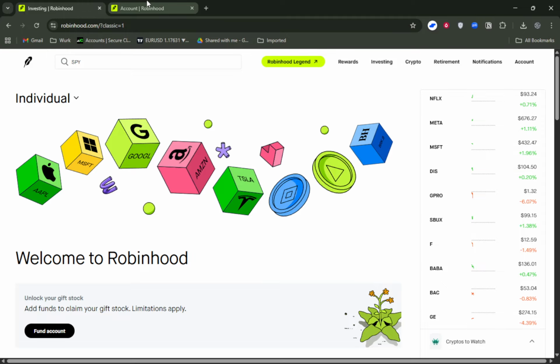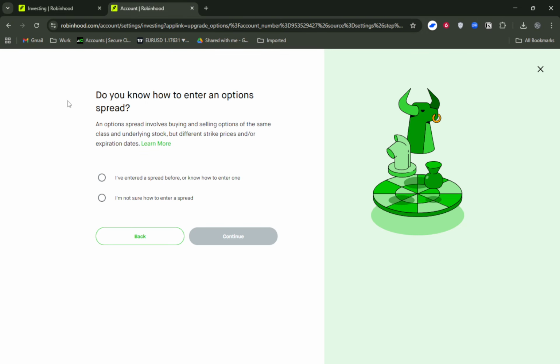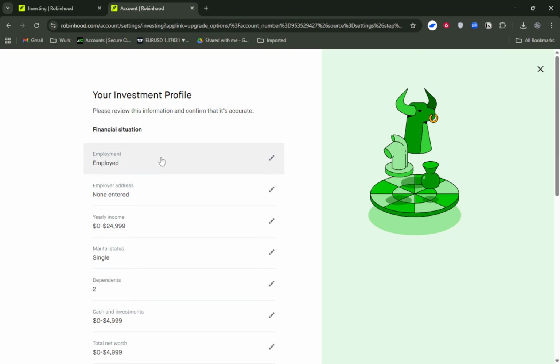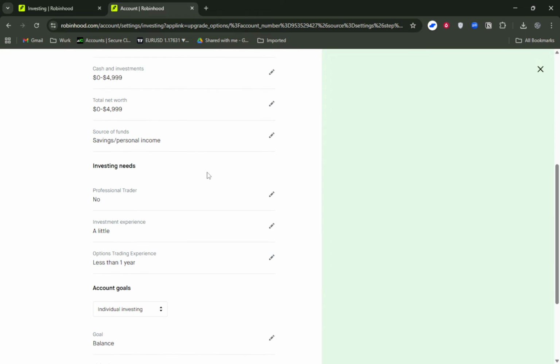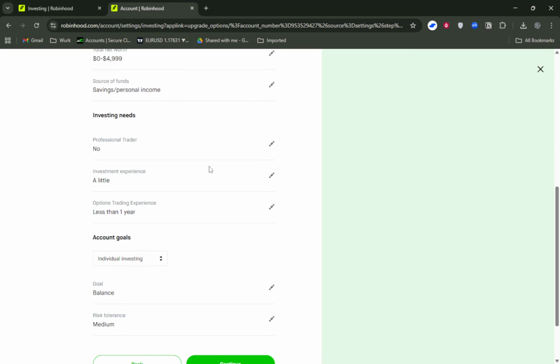Robinhood looks closely at your trading experience. If you've bought and sold stocks or ETFs before, that helps demonstrate familiarity with the markets. Prior options experience, if you have it, also matters. In general, more experience increases your chance of approval because it suggests you understand order types, volatility, and how positions move.